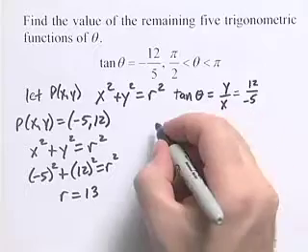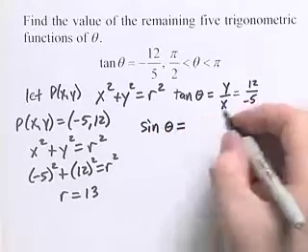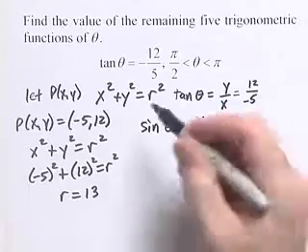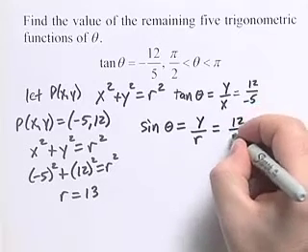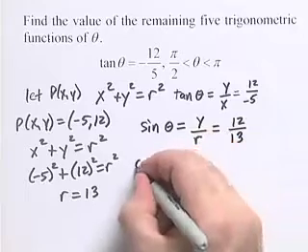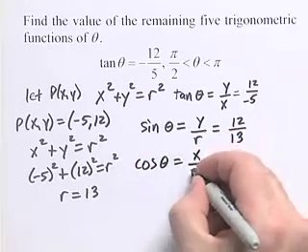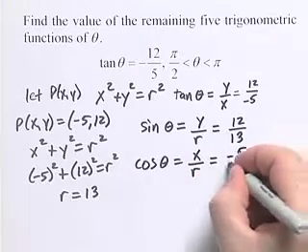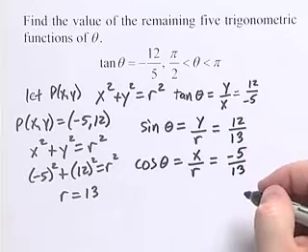We'll start with sine. The sine of theta is equal to y over r. We know that y is 12 and r is 13, so we get sine of theta is 12/13. For cosine theta will be x over r. Put in our value for x, that's negative 5. R is 13, so cosine is negative 5 over 13.